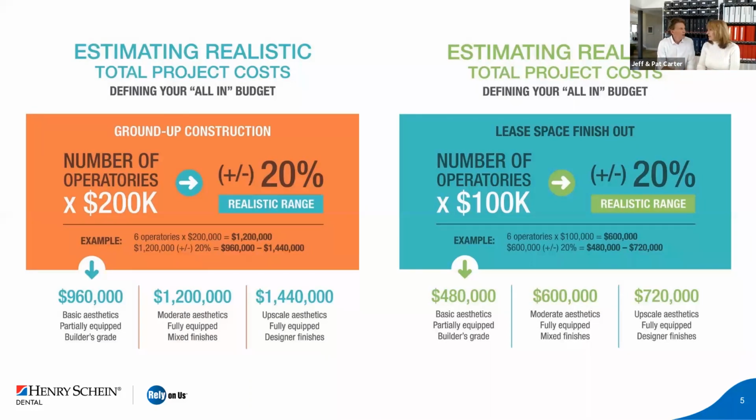So you say, hey, I want to do a 6-op ground up construction building on a piece of property, other than if you're in downtown New York City or maybe LA or Miami Beach, where there are high property rates. But 6 ops times 200,000, okay, it's a $1.2 million project for a 6 operatory ground up construction building. That may be on the mid to even the low end now. We've had a little bit of inflation, but that gives you some sense.